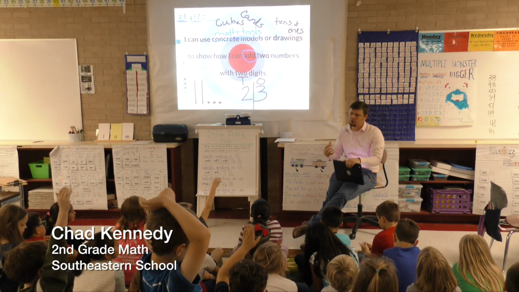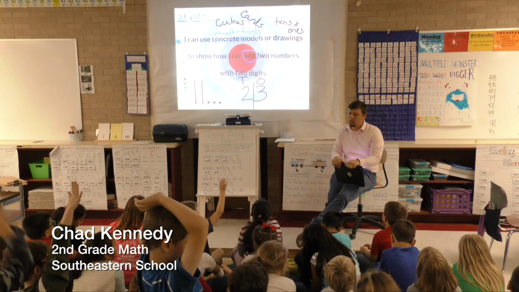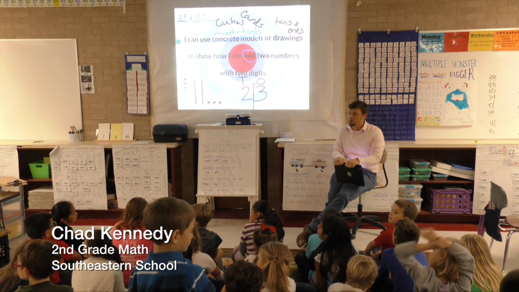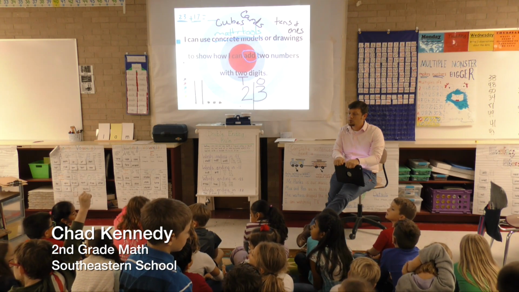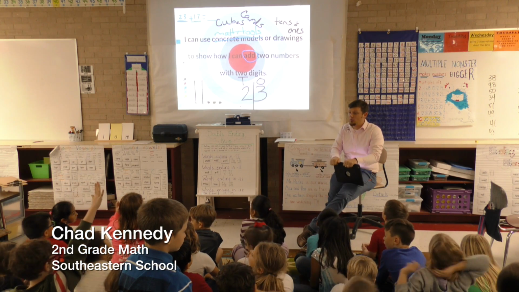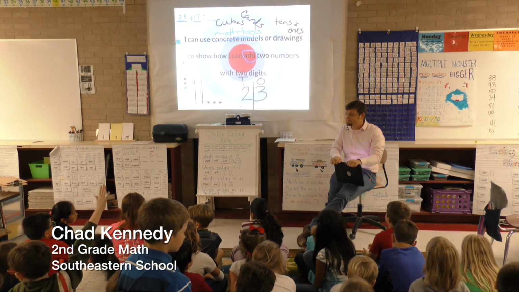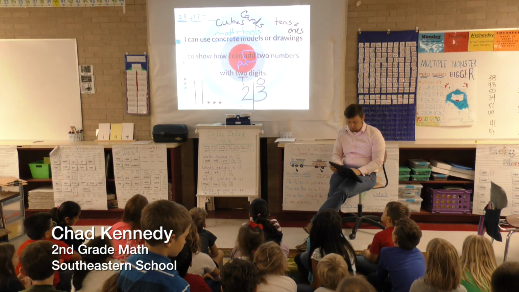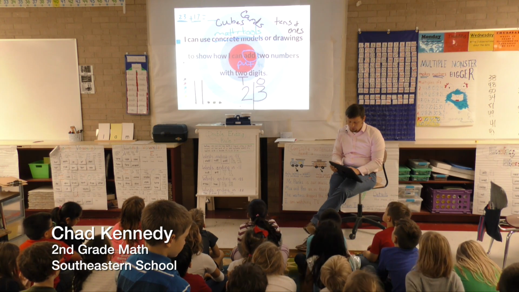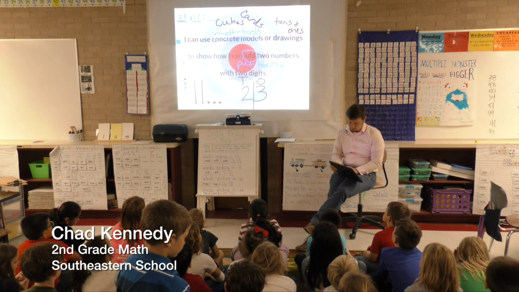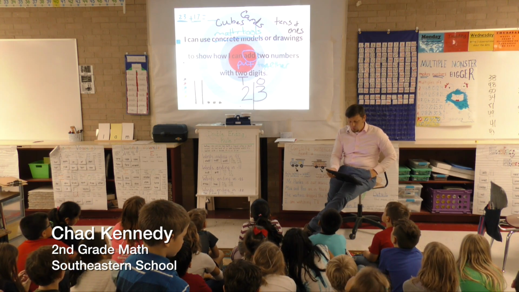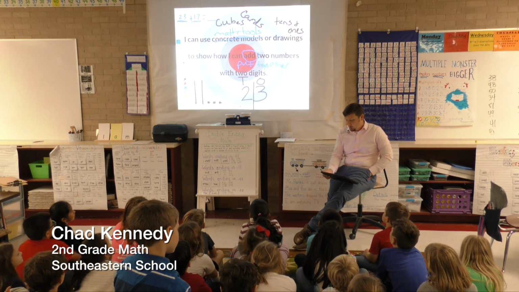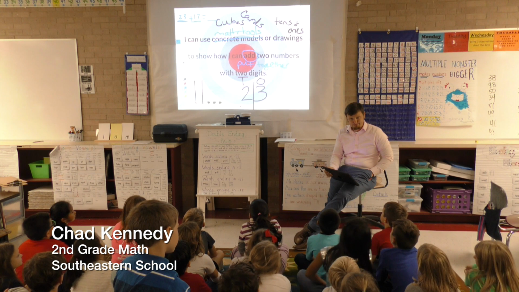But if I'm adding 2-digit numbers, what am I doing to them? What am I doing to those 2 values? Charles? Adding. All we're doing is adding. What's another way to say add? Put together. Yes, putting together. All right, so that's what we're working on: put together. I can use math tools or drawings of tens and ones to show how I can put together two numbers with two digits. Get it? Good.